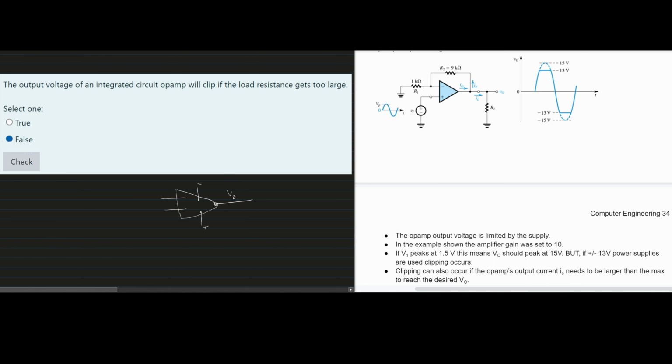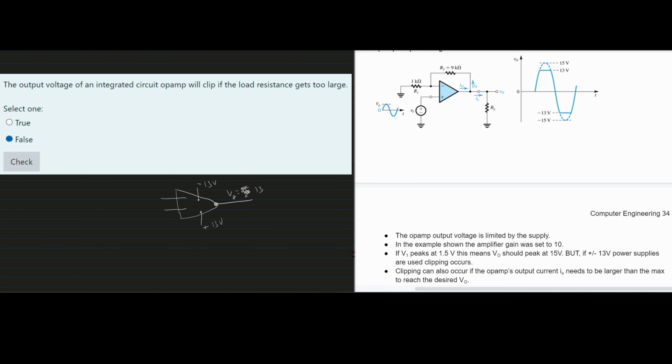What causes clipping is the output voltage being greater than our powering voltages. For example, if we have a 13 volt power supply, so we have minus 13 volts and plus 13 volts, that means if our V out is greater than 13 volts, let's say 15 volts, it can't be 15 volts. The max it'll be is around 13 volts, because we lose some voltage. But an ideal op-amp is about 13 volts.